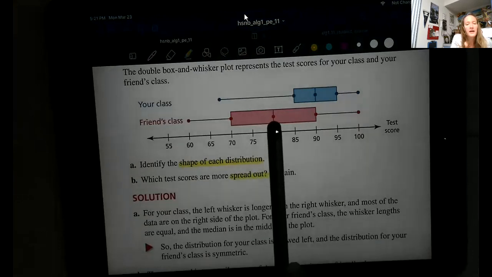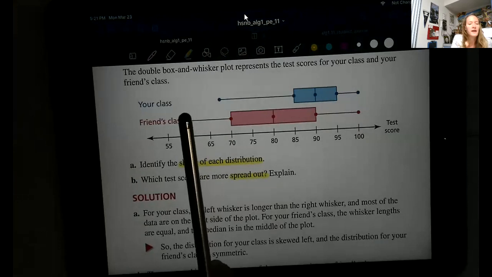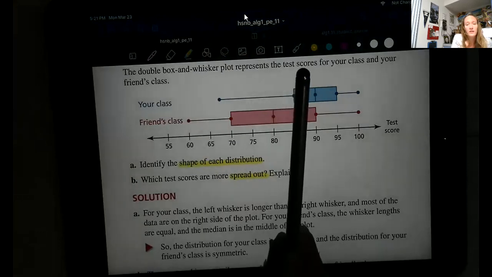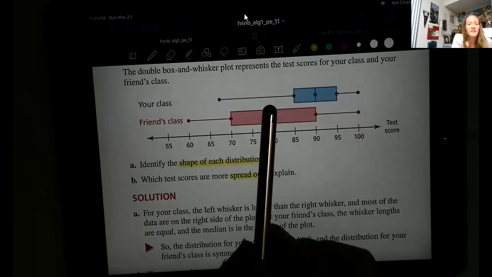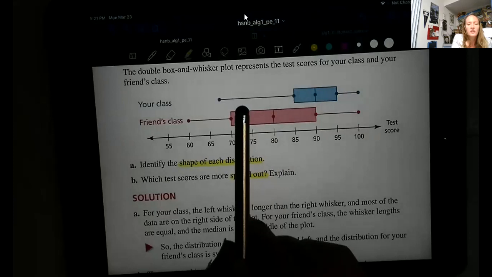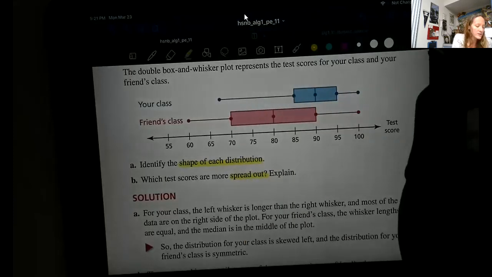Would your reasoning be that the box and whisker is longer? Would your reasoning be that the range, if you want to use your new vocabulary, the range from the lowest test score, that's what's going on in this one, to the highest test score is bigger or is longer? Would your reasoning be that the interquartile range is longer? There's a lot of different ways that you guys could have explained it.